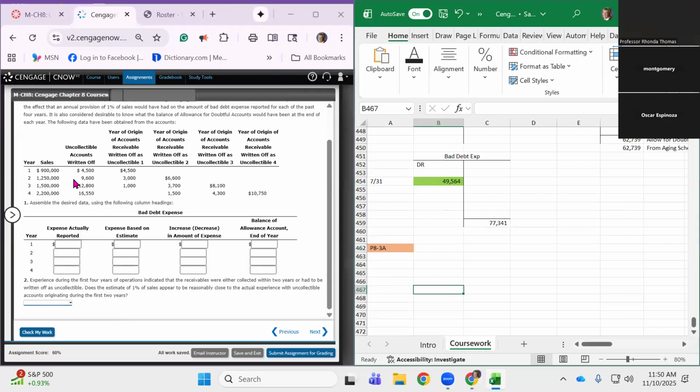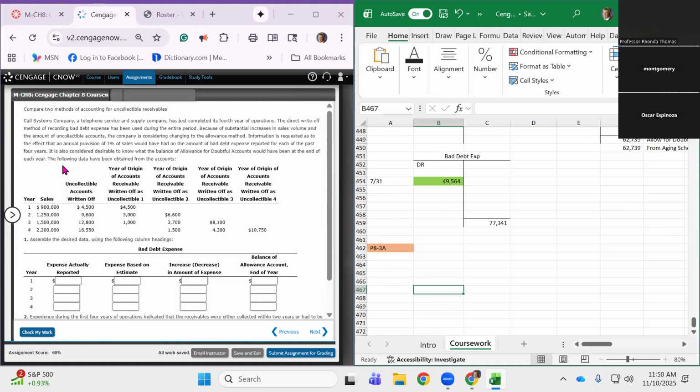Okay. So it looks like we've got sales for the year. Now be careful. Sales for the year. Let's read this. Call Systems Company, a telephone service and supply company, has just completed its 4th year of operations. The direct write-off method of recording bad debt expense has been used during the entire period. Because of substantial increases in sales volume and the amount of the uncollectible accounts, the company is considering changing to the allowance method. So they're going to make a switch.